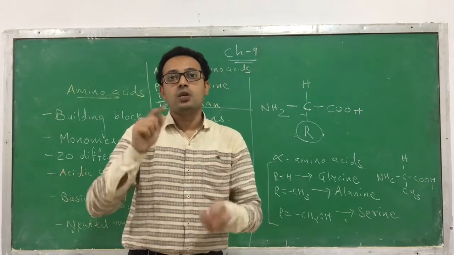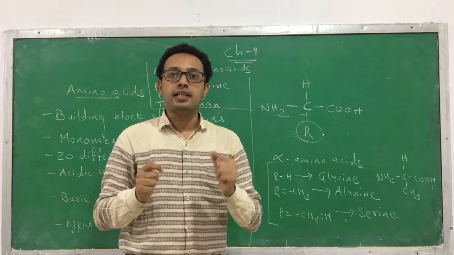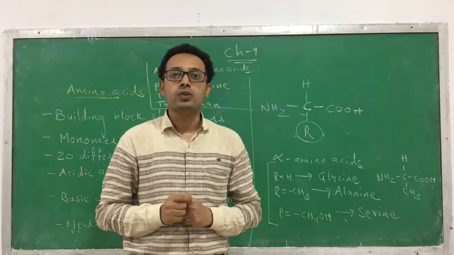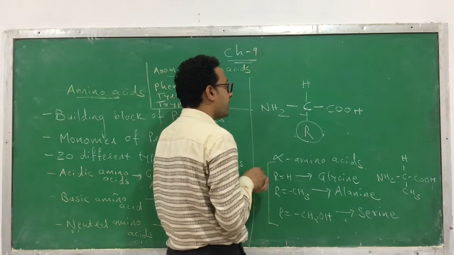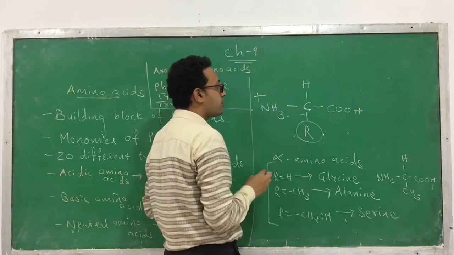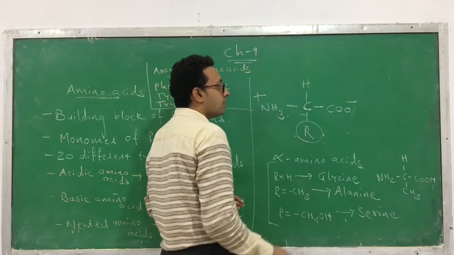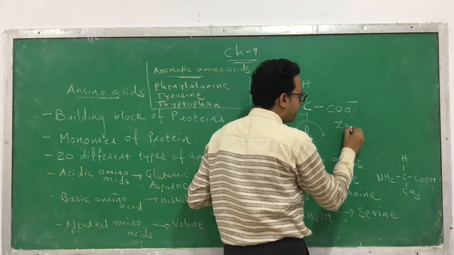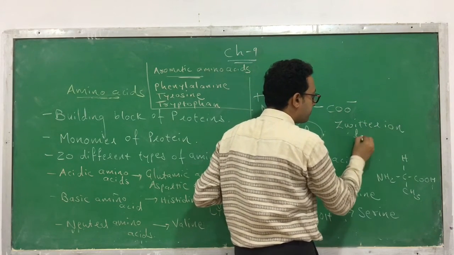So at the pH at which it exists in both the ions, cation and anion, it is called a Zwitter ion. And this is the Zwitter ion form of an amino acid. I just change NH2 to NH3 plus and COOH to COO minus. This is called the Zwitter ion form.